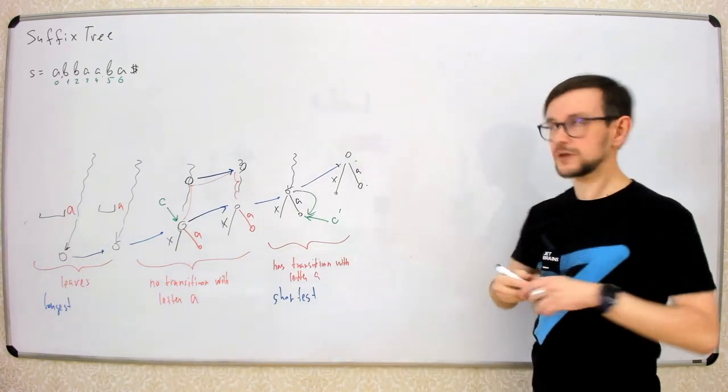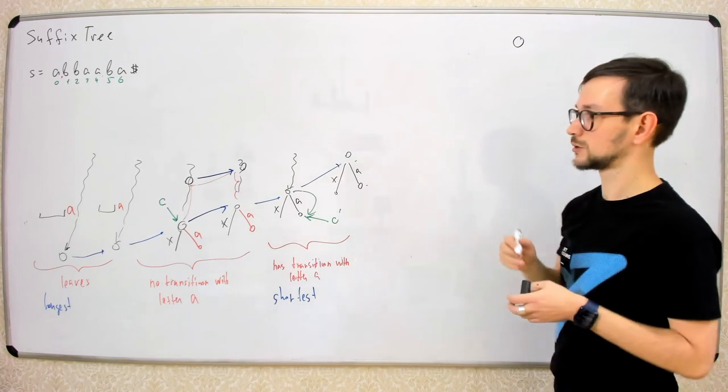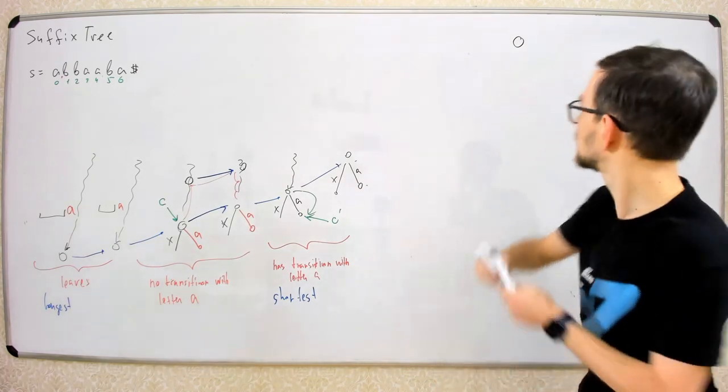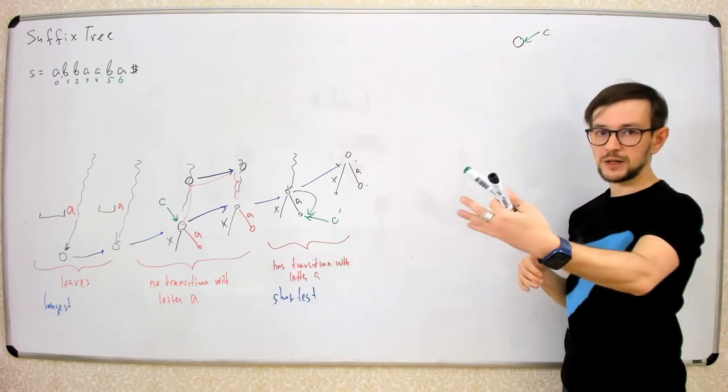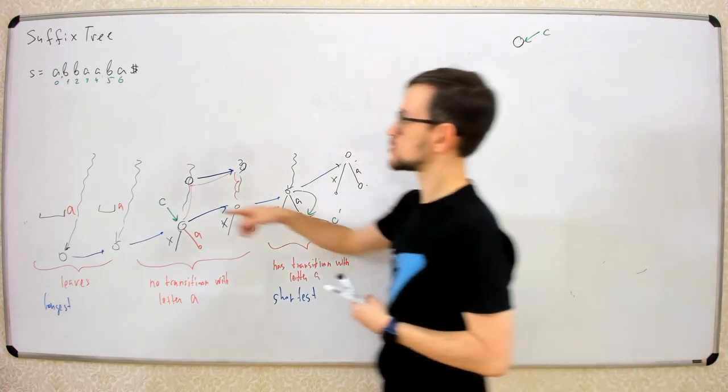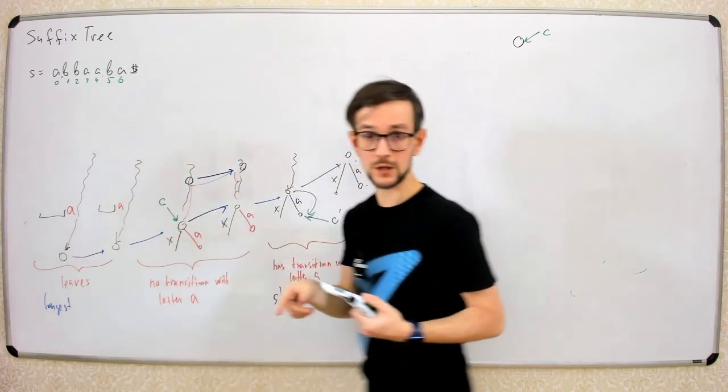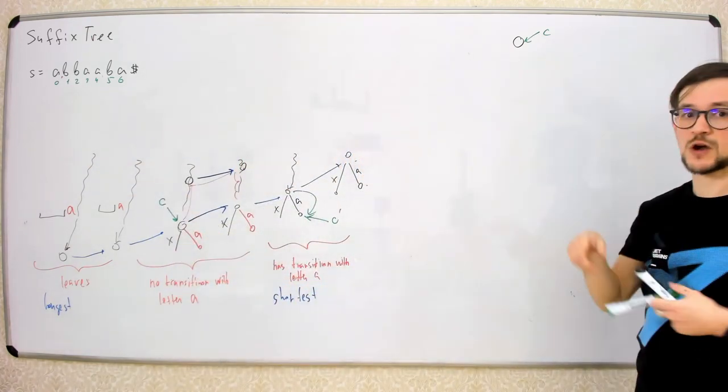So again, we start from a single node. So this will be our current node. So this is C. And then we add letters from left to right. So first we try to add the first letter here, A. So we start from this first letter and try to add it to the tree.